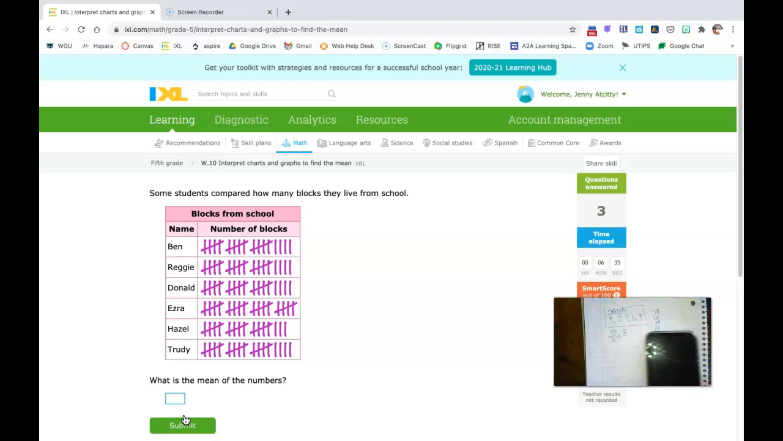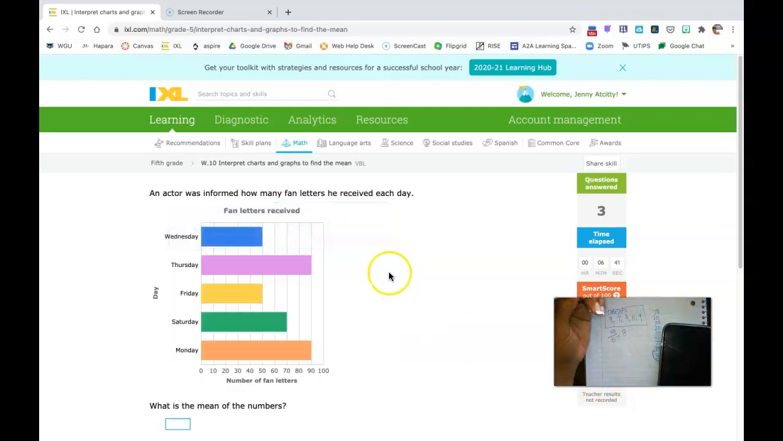So we've already done one of these type of tally charts. So let's move into a different graph. So this is a bar graph. So we need to find the mean of these numbers, and this is how many fan letters an actor receives.